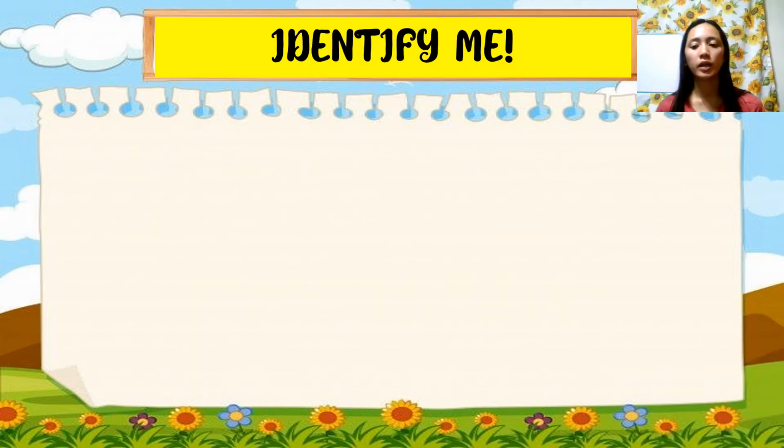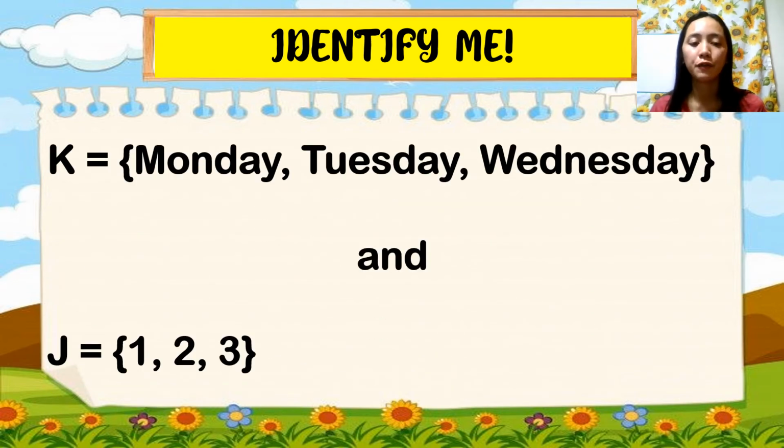Okay, so for our activity, you have to identify what kind of set is being illustrated from the following examples. Let's have set K contains Monday, Tuesday, and Wednesday. And then set J contains elements 1, 2, and 3. So what kind of set is being illustrated from the given example? Let you think, what kind of set do you think is given?